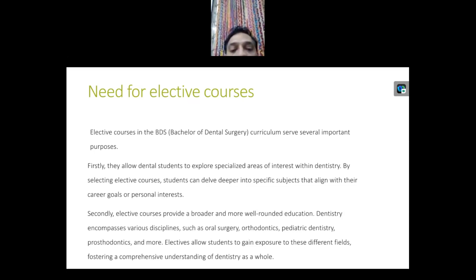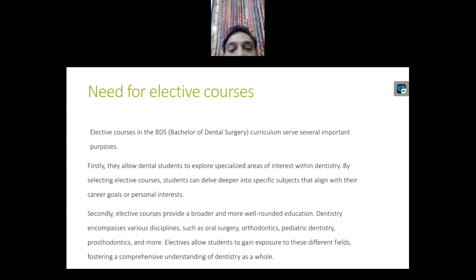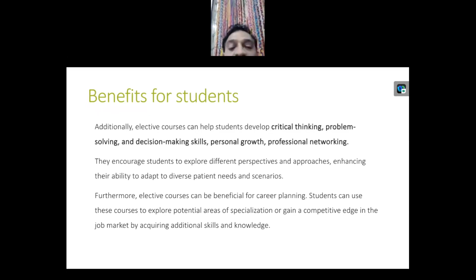Dentistry encompasses various disciplines such as oral surgery, orthodontics, periodontics, and a multidisciplinary approach is required. So that allows students to gain exposure to these different fields, fostering a comprehensive understanding of dentistry as a whole. These elective courses allow students to gain additional knowledge and skills in specialized areas beyond the core curriculum. And the benefits of offering them are that it helps students develop critical thinking, problem solving, decision making skills, personal growth or personality development, as well as professional networking with the industrial partners.